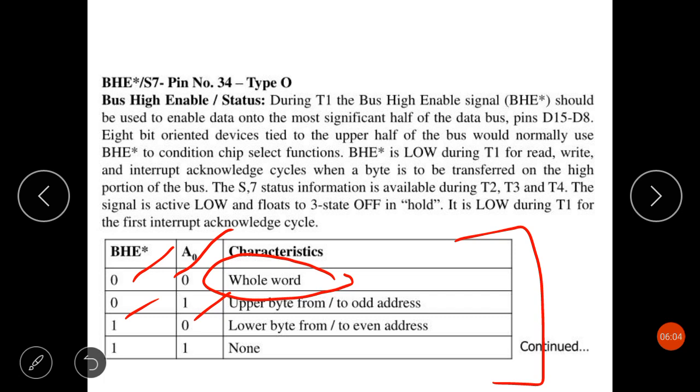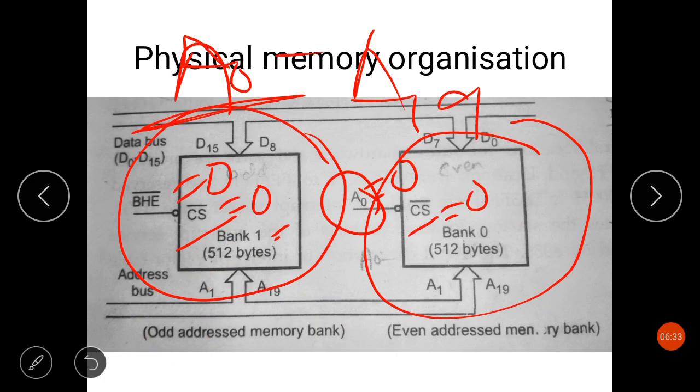Similarly, when BHE bar is 1 and A0 is 0, it means bank 0 is activated and bank 1 is deactivated, which means the lower byte is going to get transferred from or to the even addressed memory bank, that is bank 0. Even addressed memory bank means bank 0, odd addressed memory bank means bank 1. And the data lines that are going to get activated are D0 to D7, as you can see from here also. So for bank 0, data is going to get transferred through D0 to D7, that is the lower byte, and D8 to D15 will come to bank 1, that is the higher byte.